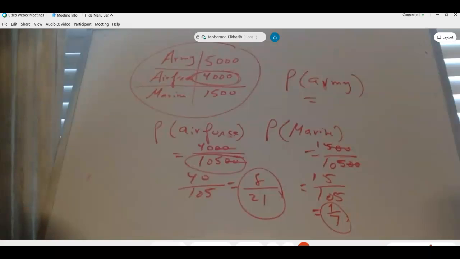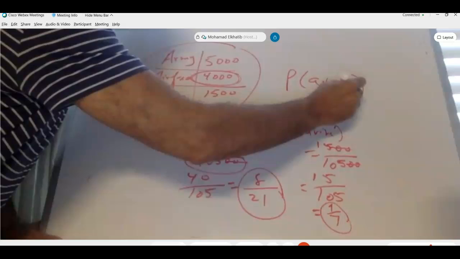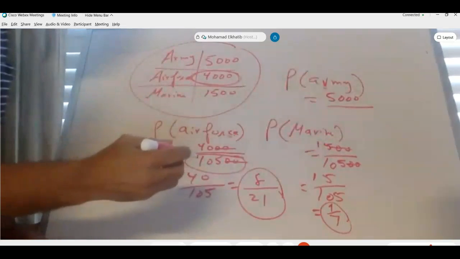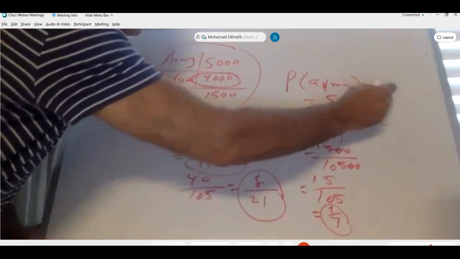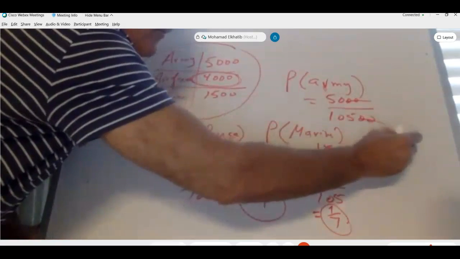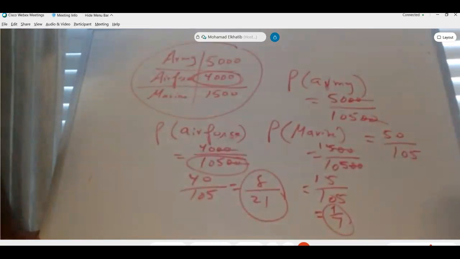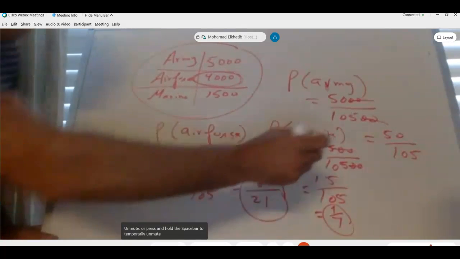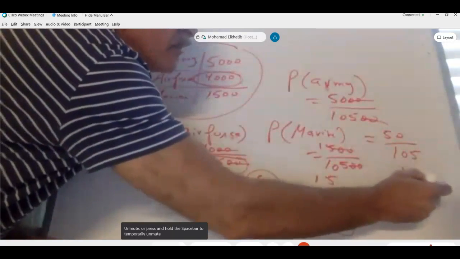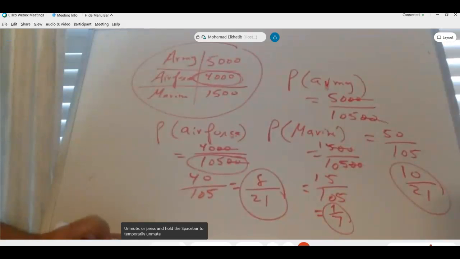Okay, ready? How many are in the Army? 5,000. Total sample space, 10,500. Two zeros cancel two zeros, so I'm left with 50 over 105. Both end in 0 or 5, so I divide by 5. 10 over 21. Excellent. Can you reduce 10 and 21? No, you cannot divide it by 2 or 3 or 5, so you just leave it alone.